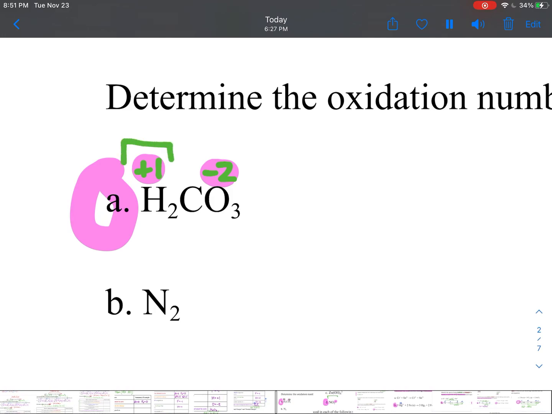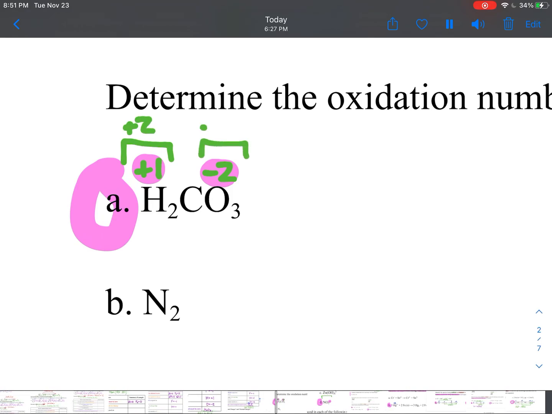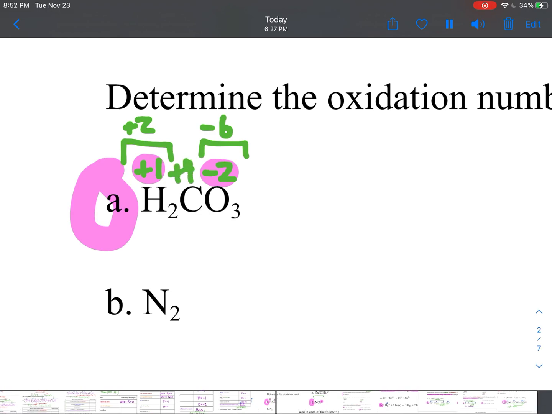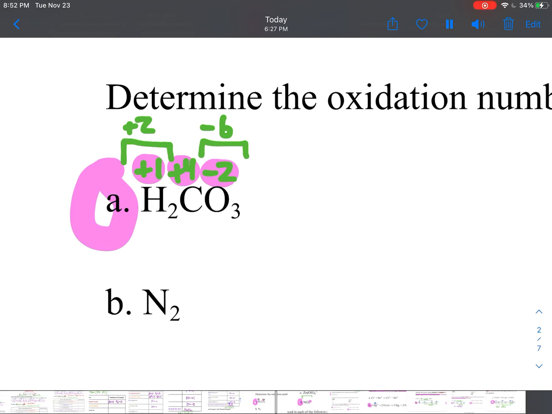We have 2 hydrogens, so that would be +2 total. Here we have 3 oxygens, that would be -6 total. So then what would be the oxidation number of the one carbon? And hopefully you can recognize that this must be +4. Because adding up the oxidation numbers, +1 plus +1 plus +4 is +6 total, and -2, -2, -2 on the 3 oxygens is -6. So in total, it would be neutral.